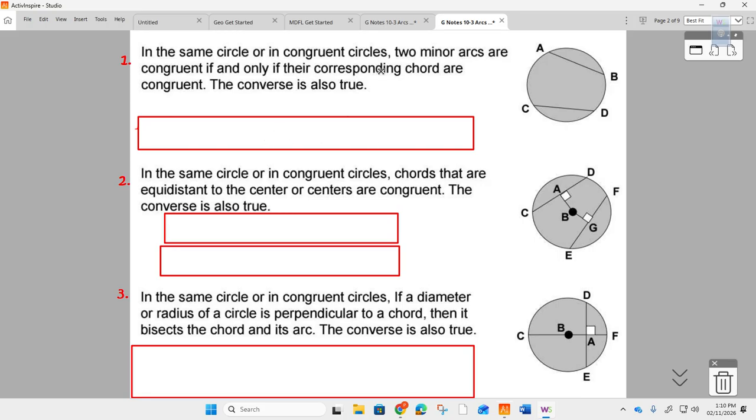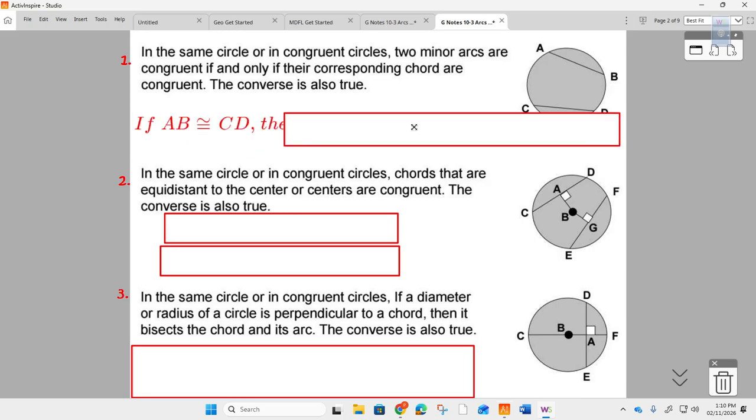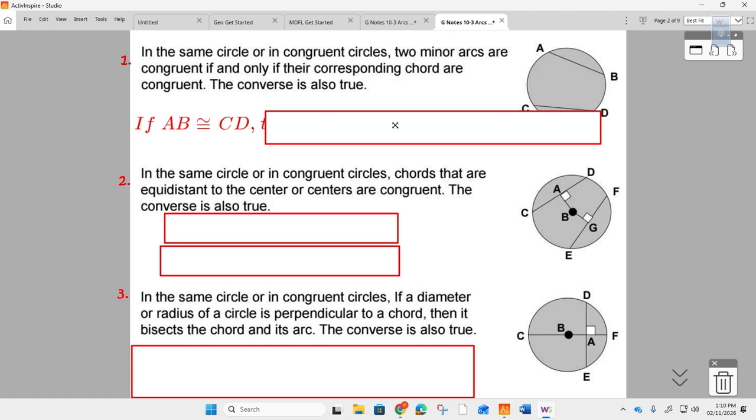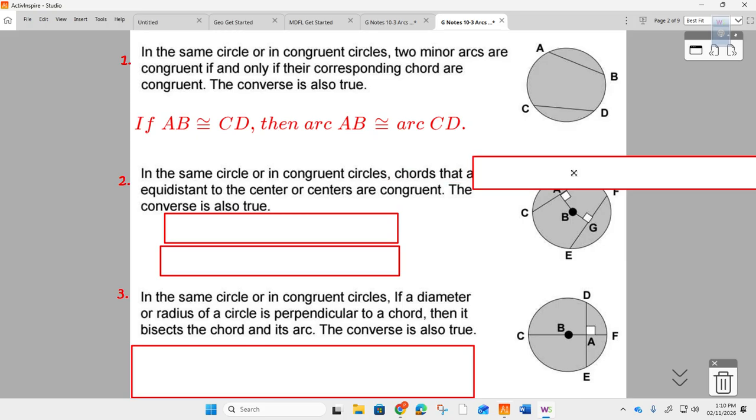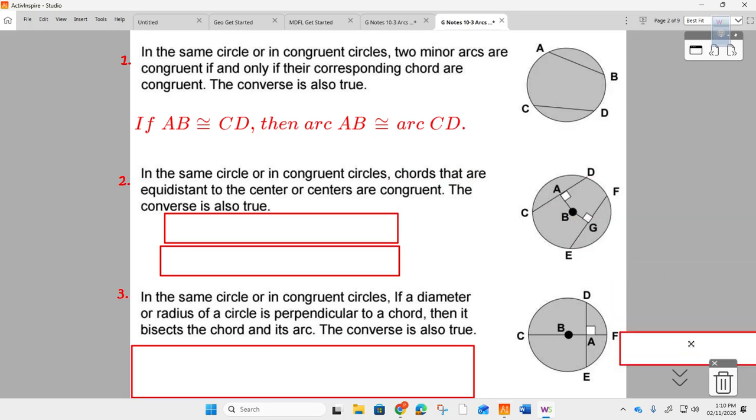All right, so this says if segment AB is congruent to segment CD, then arc AB is congruent to arc CD. I'm kind of using my congruent symbol willy-nilly here, but anywho.